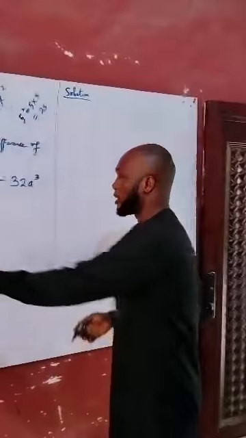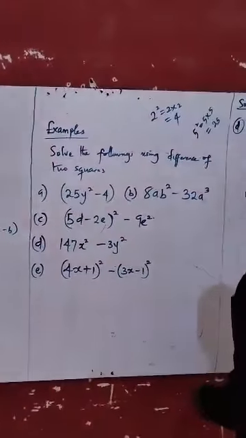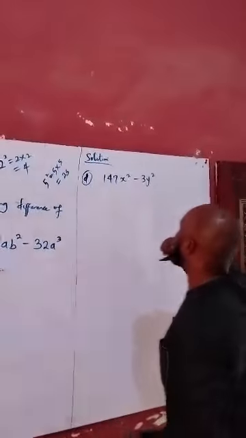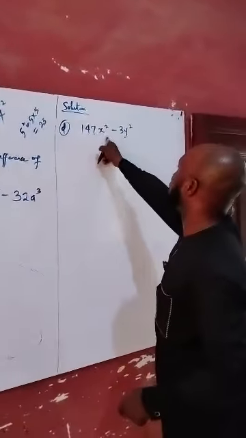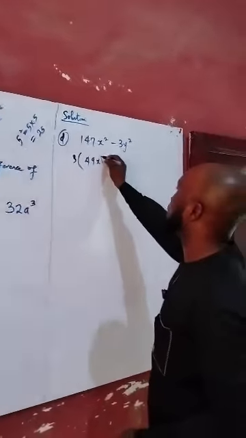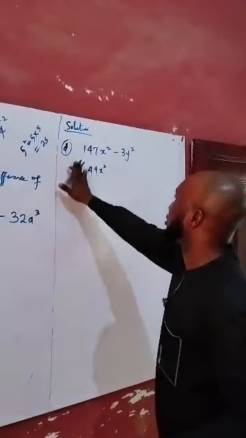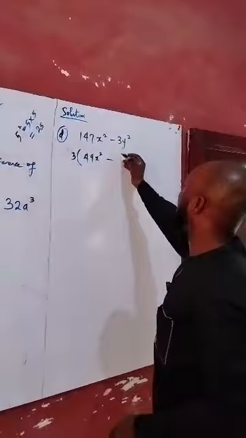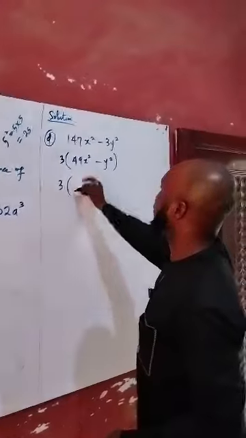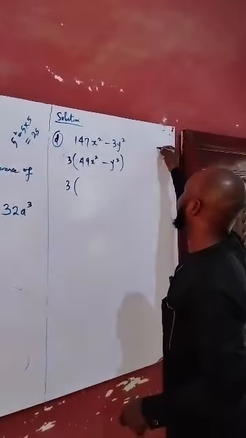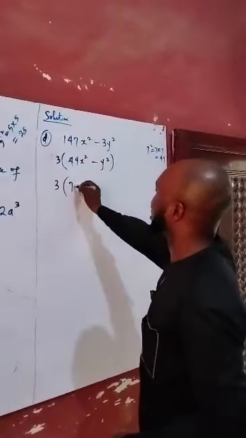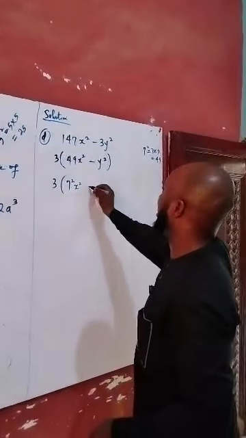Now the next question we are going to solve, which is the fourth question. The question says 147x squared minus 3y squared. As you can see, 3 can go into both of them. 3 in 147 is 49. So I have 49x squared. Let me write my 3 properly. Minus 3 in 3y squared, that's y squared. So we are not done. 49 itself is a perfect square. That's 7 raised to power 2. That's 7 times 7, which should give us 49. I'm going to replace 49 with 7 squared, x squared.